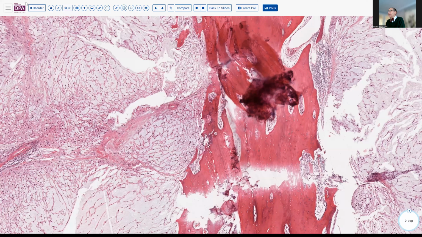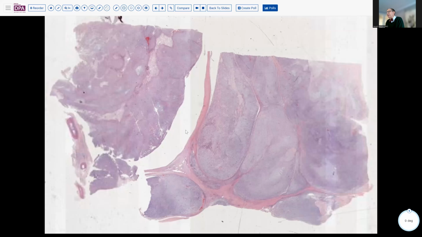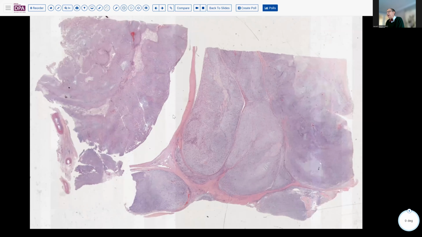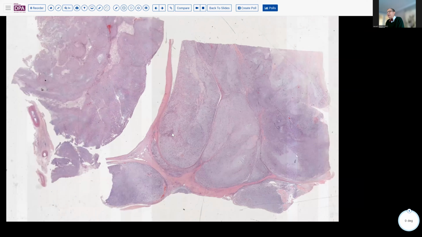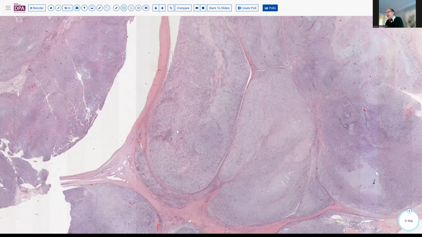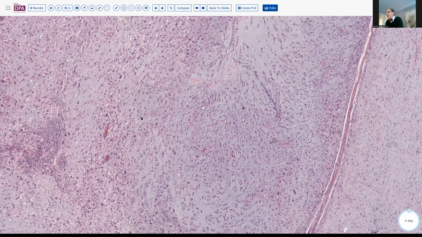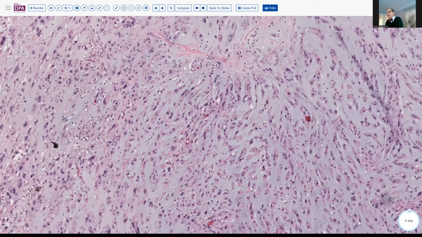So I've got another slide of this case, and I think we'll just take a look at that here. Well, actually, a different case, a slightly different architecture and pattern. You can see that it's somewhat lobulated. This is less associated with the bone and has a little bit more chondroid appearance to it. There's a higher degree of atypia in this particular slide, which is important to recognize, that you can get cytologic atypia.